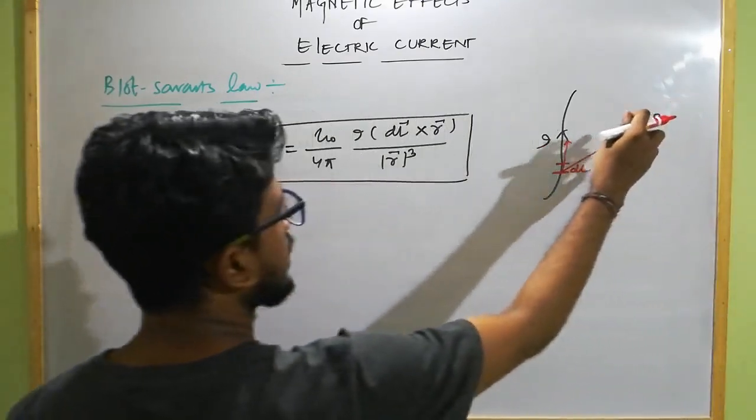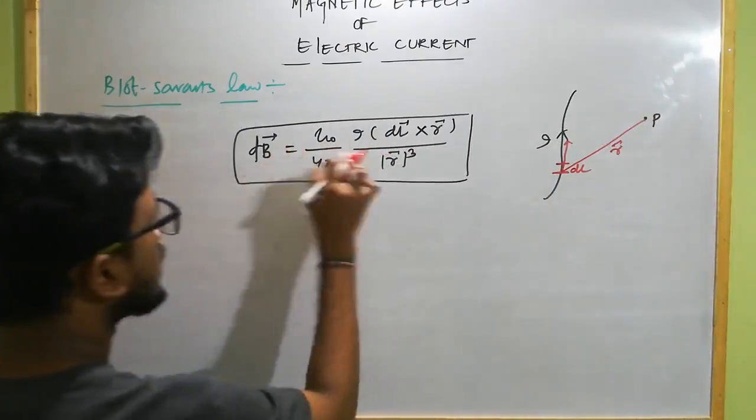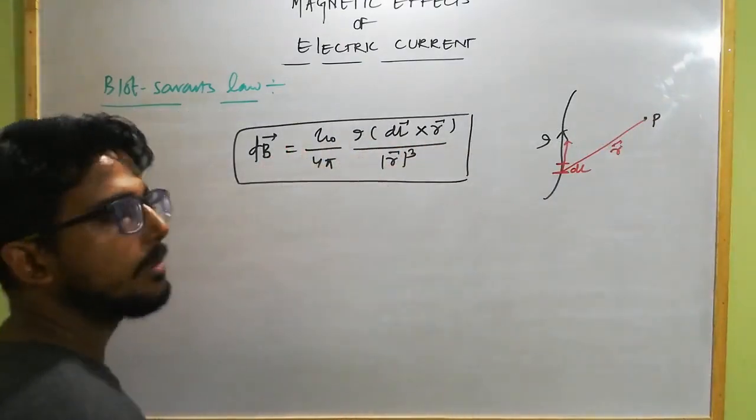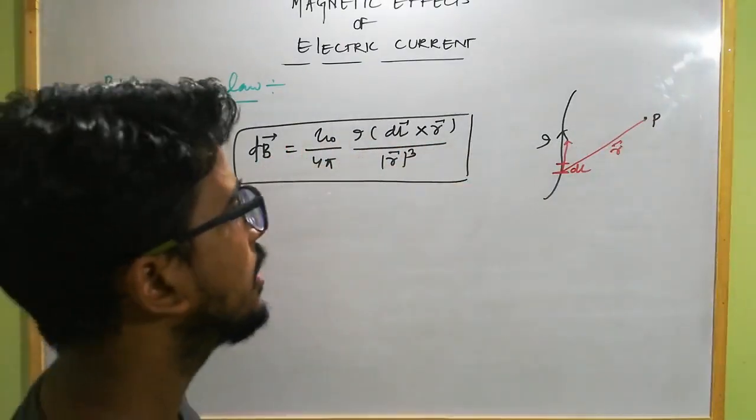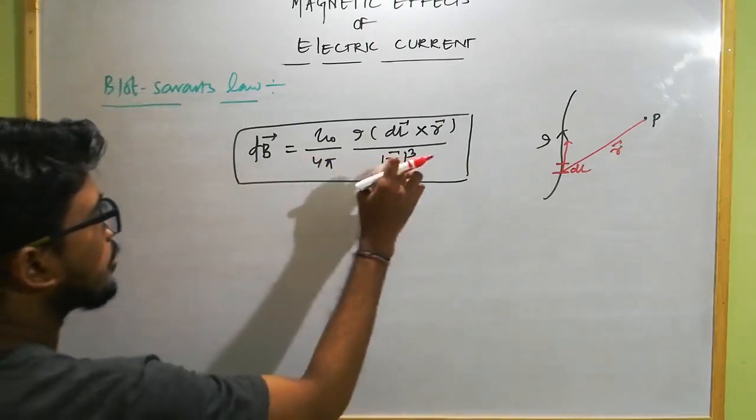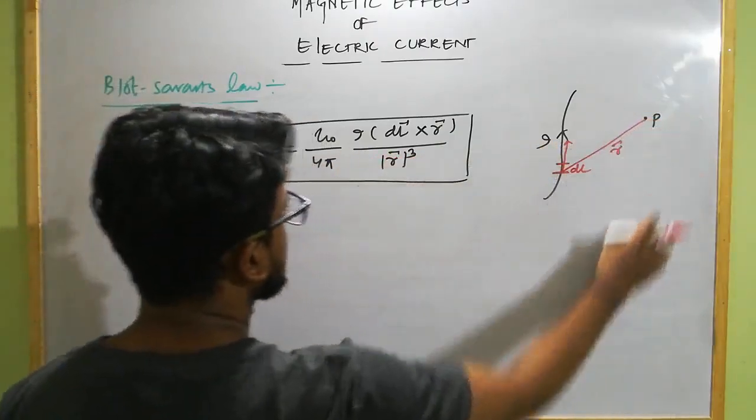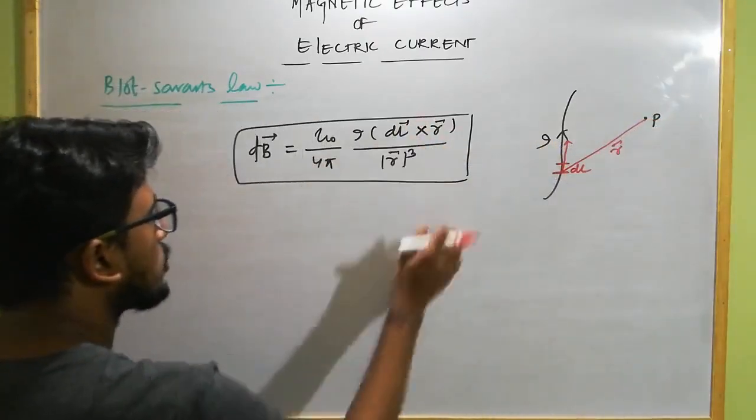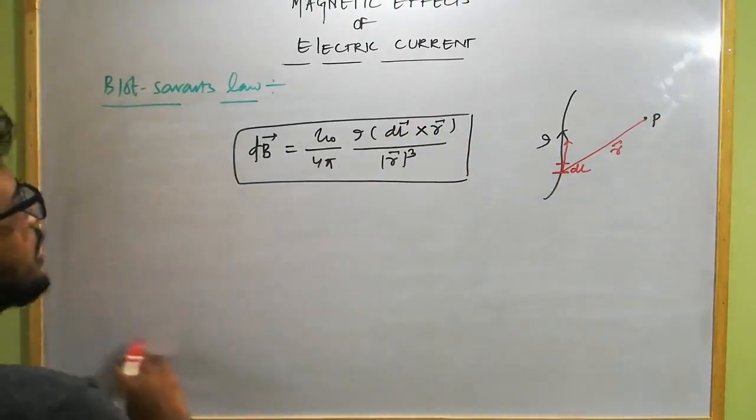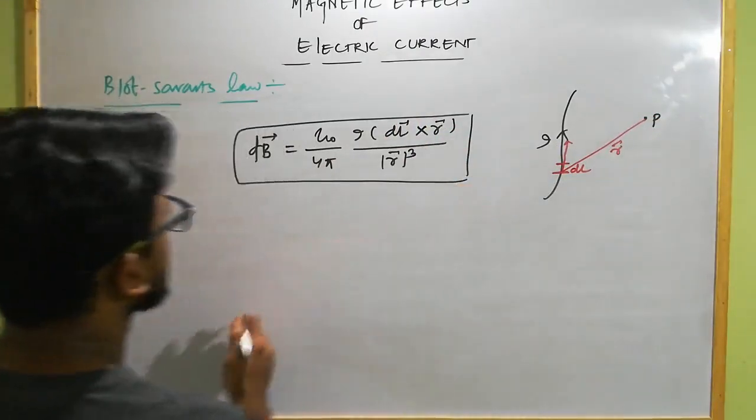Then the magnetic field at this point will be this much, and its direction can be calculated by using the right hand palm rule or right hand thumb rule. So this is the expression for the magnetic field at this point. This expression can also be written in further formats like this.